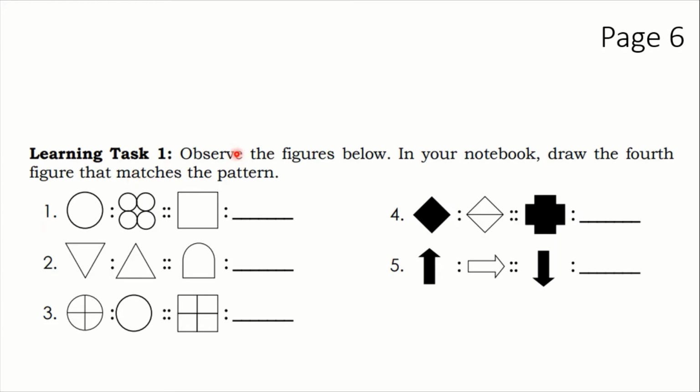For task 1, the direction says, observe the figures below in your notebook. Draw the fourth figure that matches the pattern. Let us try to identify the next pattern with number 1. For number 1, we have a circle, colon, 4 circles, 2 colons, and a square, colon, and a blank. This pattern is expressed in a sentence as circle is to 4 circles, as square is to blank.